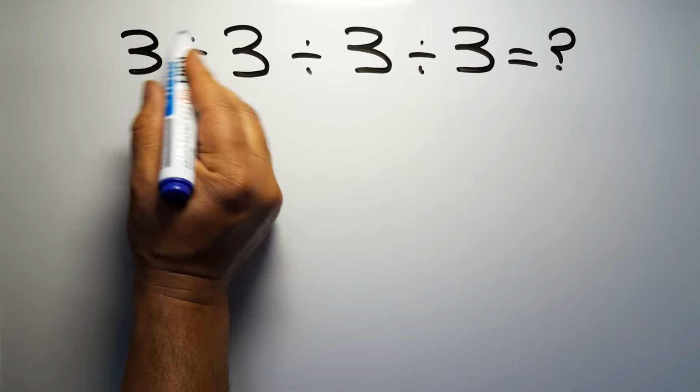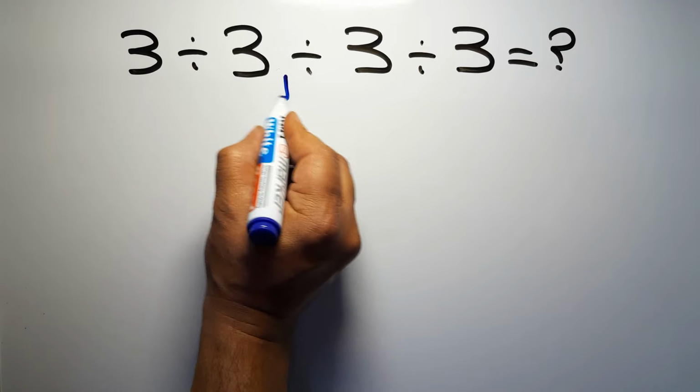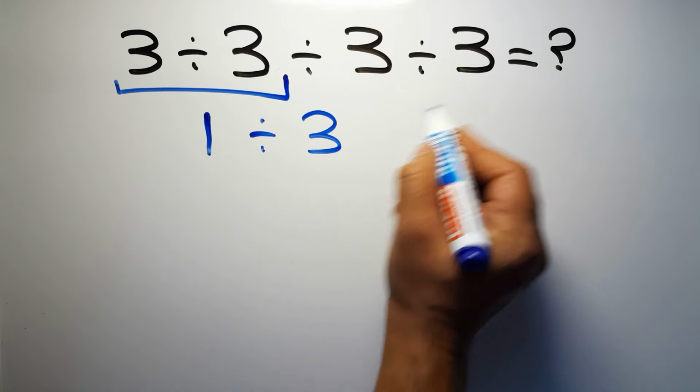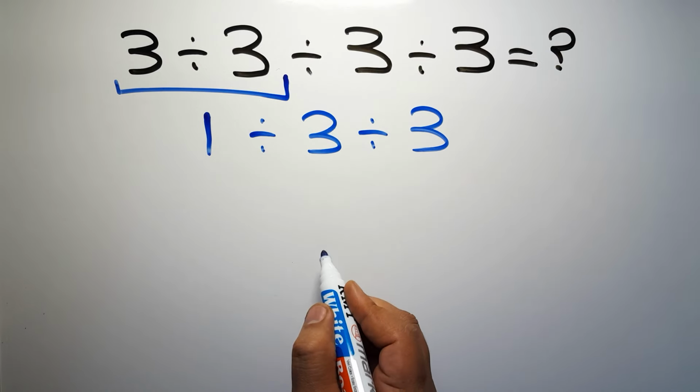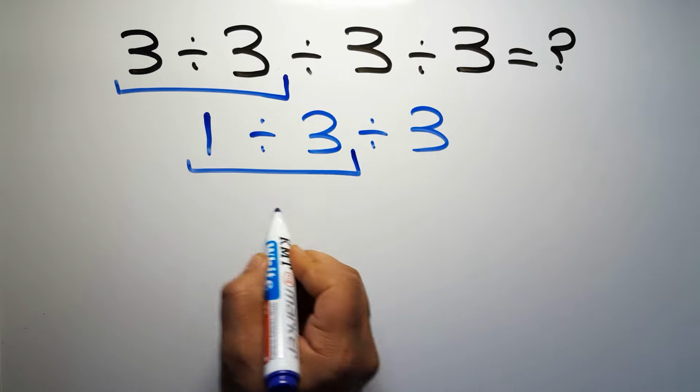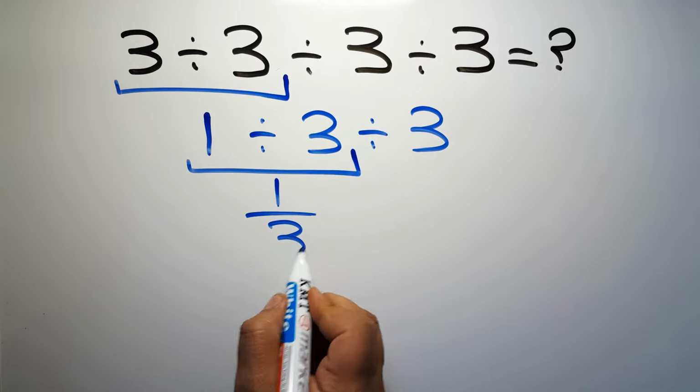So first we have to do this division. 3 divided by 3 is just 1. So 1 divided by 3 and again divided by 3. Now we have to do this division. 1 divided by 3 can be written as 1 over 3.